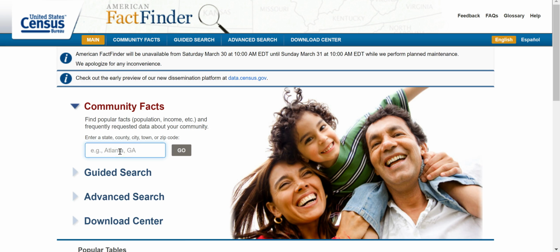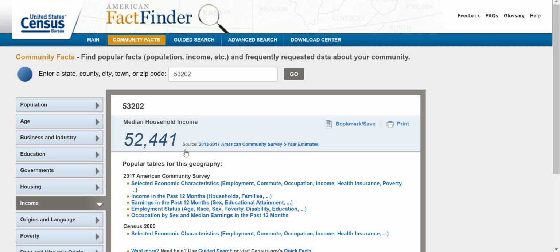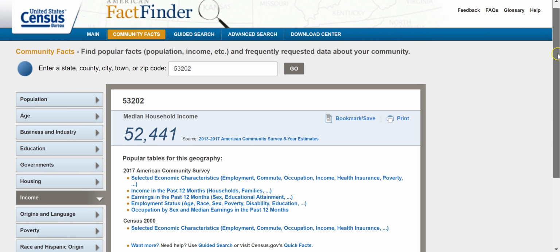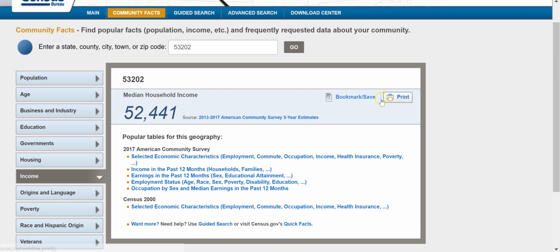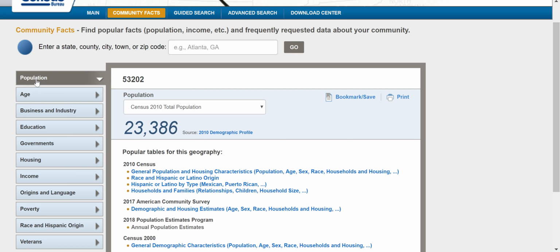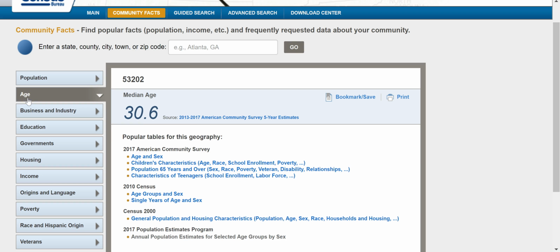Now, since we've used 53202 as an example before, and for purposes of the Milwaukee Urban Winery Project, that is an area where Sherry and her partner are seeking to possibly locate, we're going to use 53202. So put in the zip code, click go. So it brings up, this is income. So you can look at population, you can look at just age. So let's start with population.